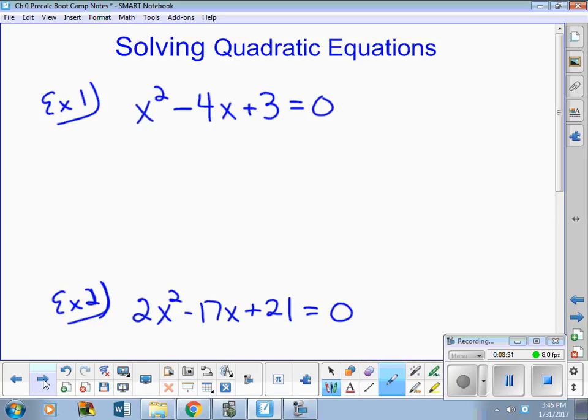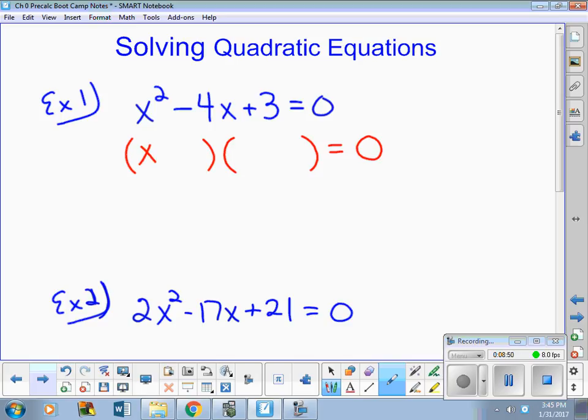All right, last topic in our frenzied pace of pre-calc boot camp, solving quadratic equations. A couple of ways to do these. The easiest way on this particular one is to factor. If set equal to 0, we're going to factor x squared minus 4x plus 3.